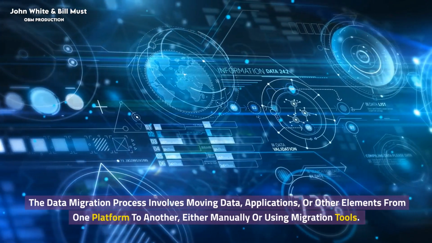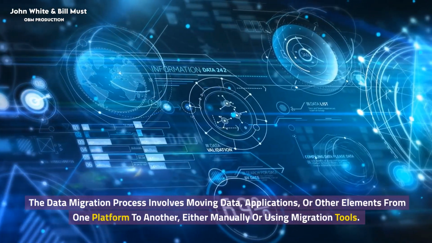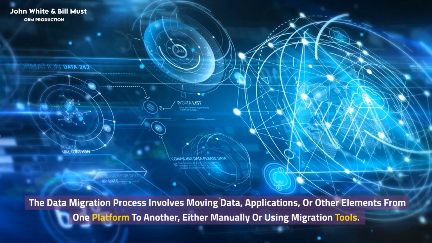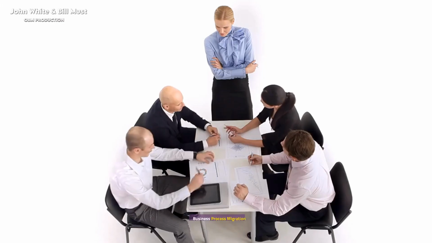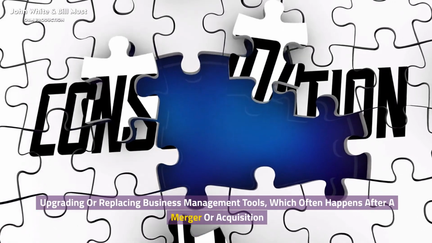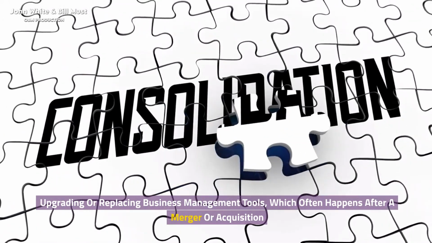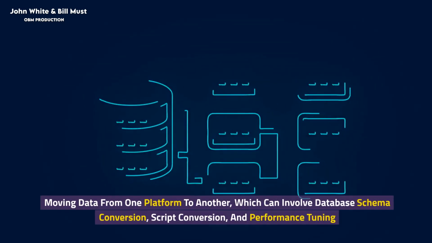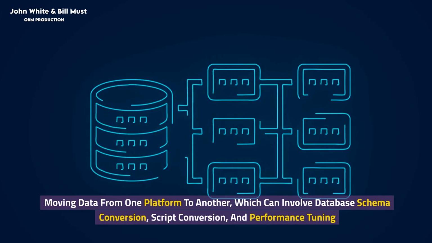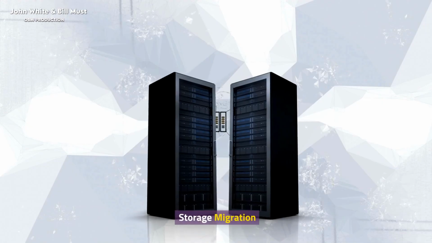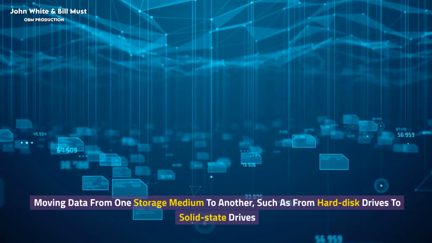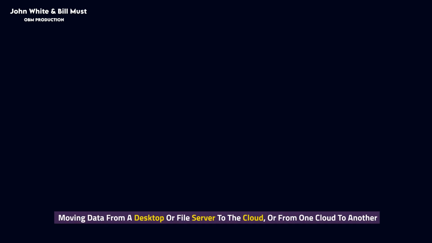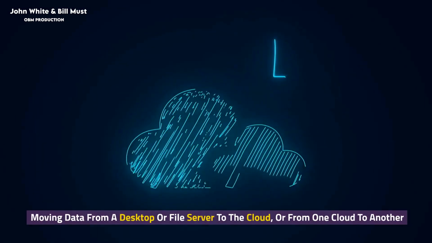The data migration process involves moving data, applications, or other elements from one platform to another, either manually or using migration tools. There are several types of data migration, including business process migration, upgrading or replacing business management tools, which often happens after a merger or acquisition; database migration, moving data from one platform to another, which can involve database schema conversion, script conversion, and performance tuning; storage migration, moving data from one storage medium to another, such as from hard disk drives to solid-state drives; cloud migration, moving data from a desktop or file server to the cloud, or from one cloud to another.